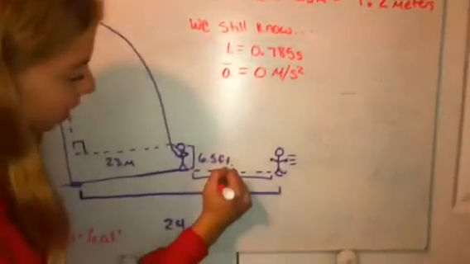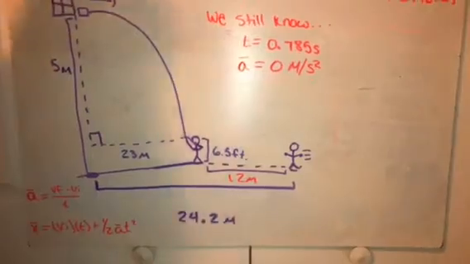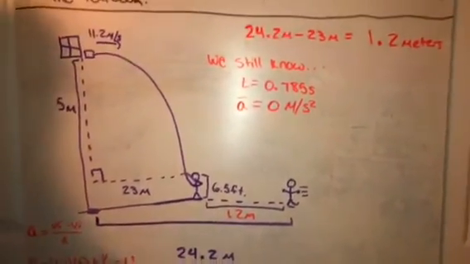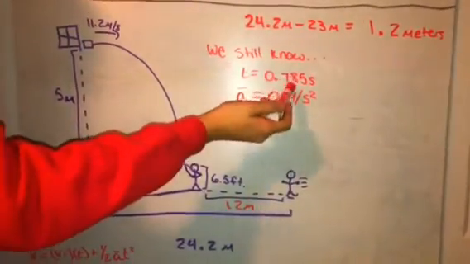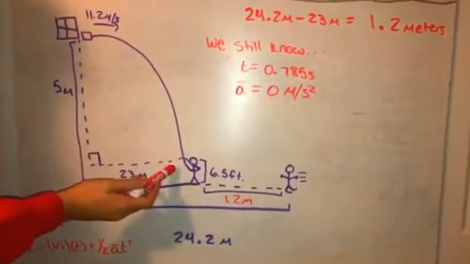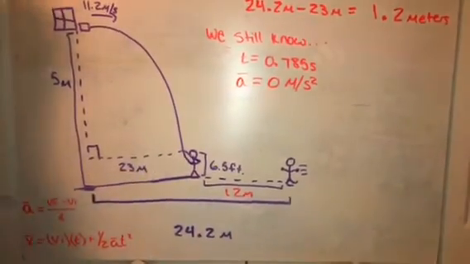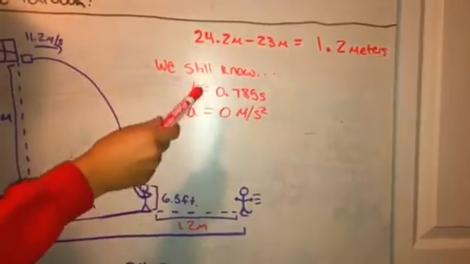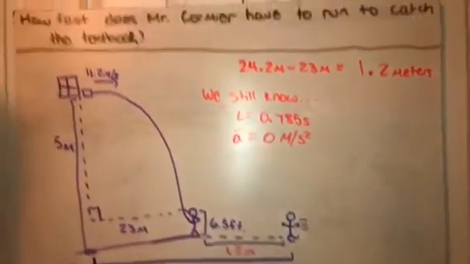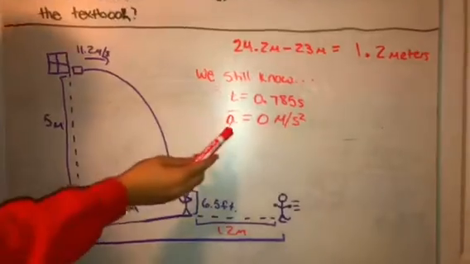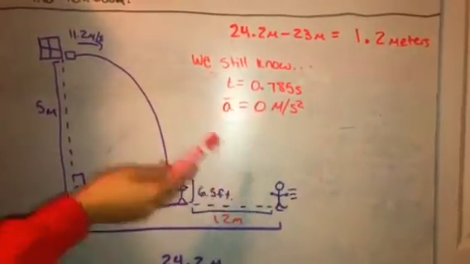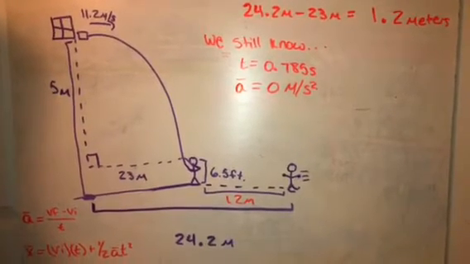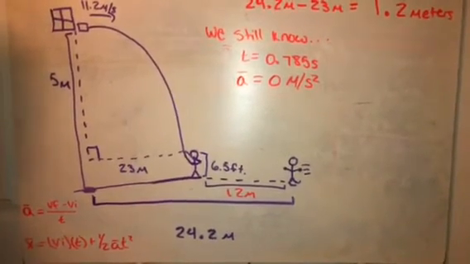This then means that Mr. Cormier ran to catch the book only 1.2 meters. From our previous question, we still know that he has to get there in 0.785 seconds because that's the time we found he caught it in. Therefore, Mr. Cormier has to run 1.2 meters in 0.785 seconds. The question is, how fast does he run? We also still know that his acceleration is 0 meters per second squared because the problem said he was running at a constant rate, which, like I explained before, means the acceleration is 0.